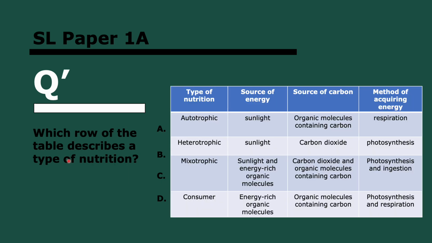Next question and last question for paper 1A. Which row of the table describes a type of nutrition? I know there's a lot in that table. Read through it. 3, 2, and 1. It's C. Why? Okay, so autotrophs.